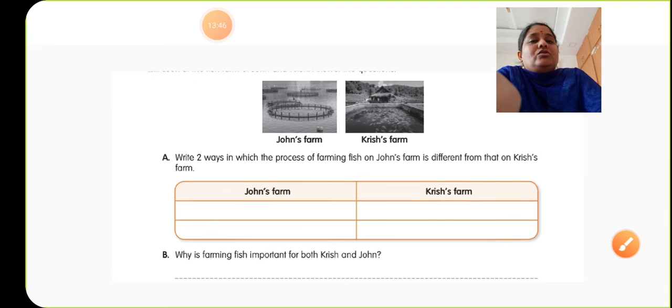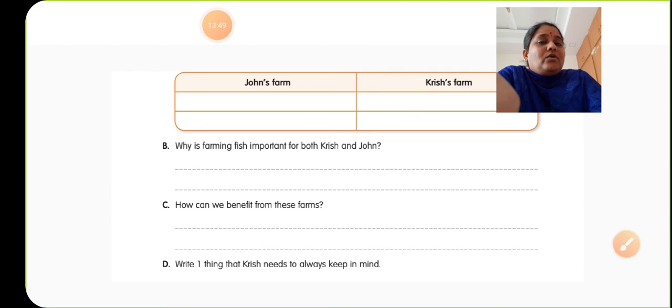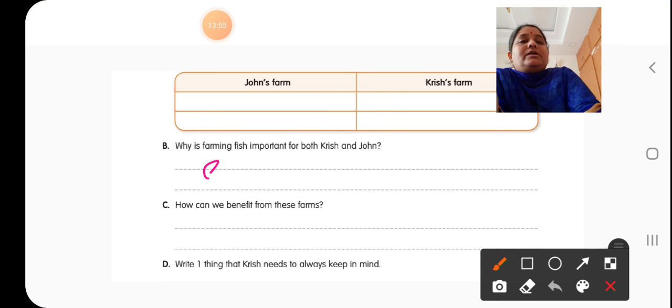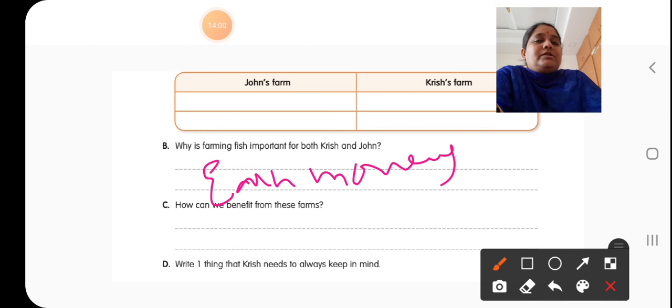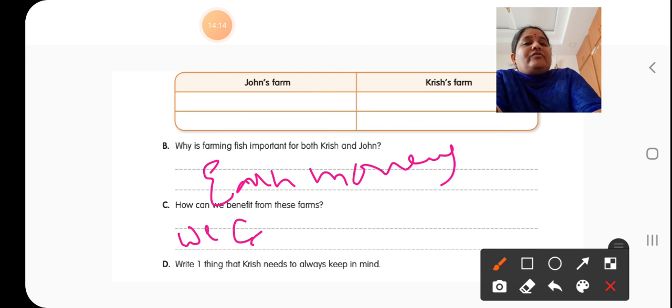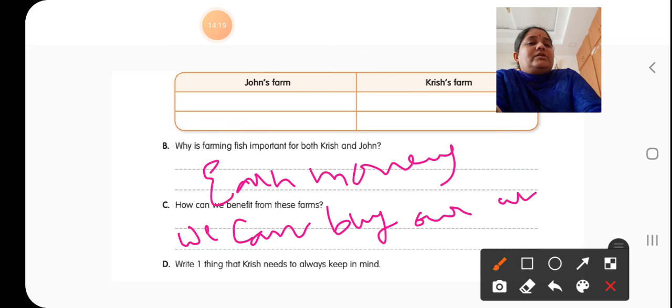Okay, now let us move to the next question. Why is farming fish important for both Krish and John? It is very important because they can earn money from it. As they can earn money from it, it is important for Krish and John to go for a fish farming method. Next question: how can we benefit from those farms? We local people, how can we get benefited? We can select our wanted fish at a cheaper cost. We can buy our wanted fish at a less cost.